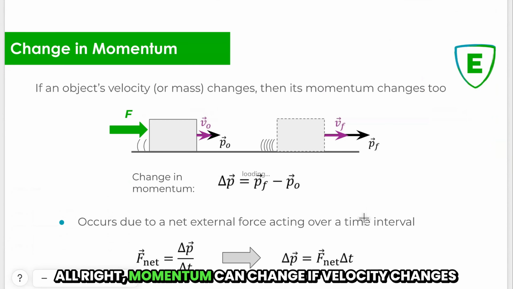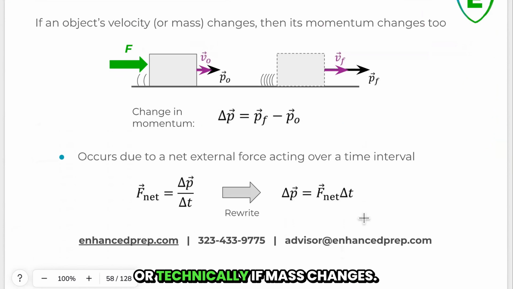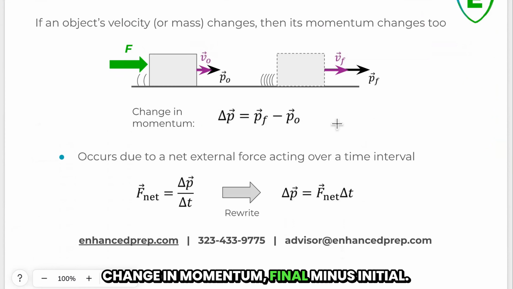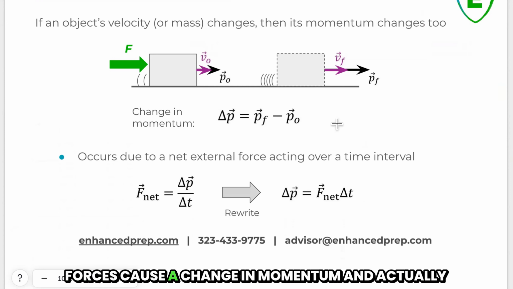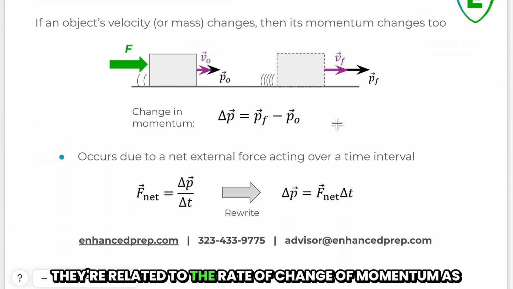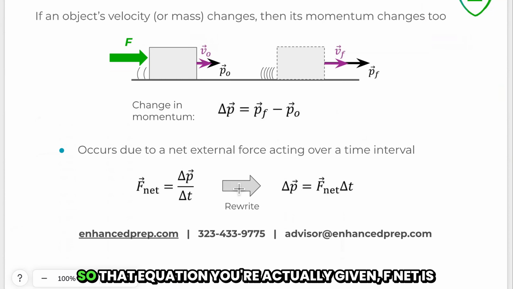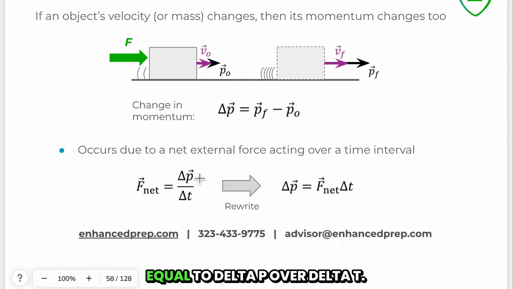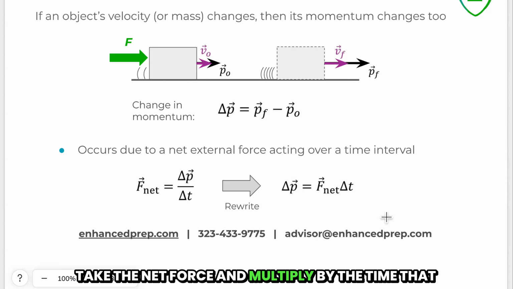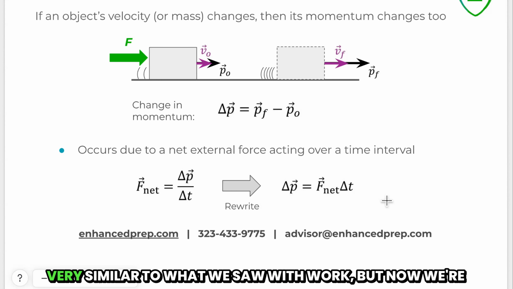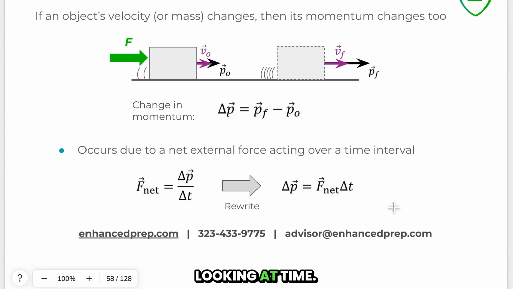Okay. All right, momentum can change if velocity changes, or technically if mass changes. Change in momentum is final minus initial. And change in motion occurs due to a force. So forces cause a change in momentum, and actually they're related to the rate of change of momentum, as shown in this equation down below. That equation you're actually given: F net is equal to delta P over delta t. So if I want to know the change in momentum, I can take the net force and multiply by the time that it's applied over. Very similar to what we saw with work, but now we're looking at time.